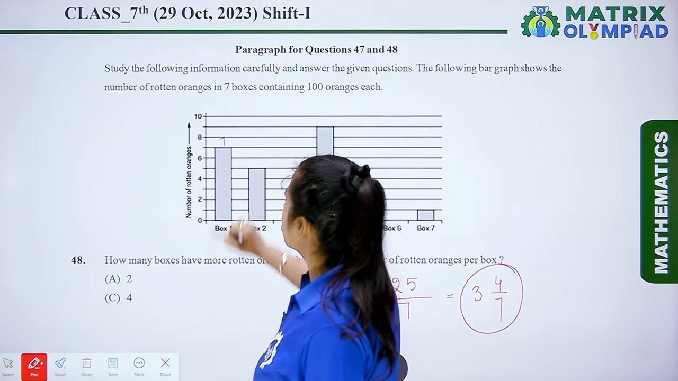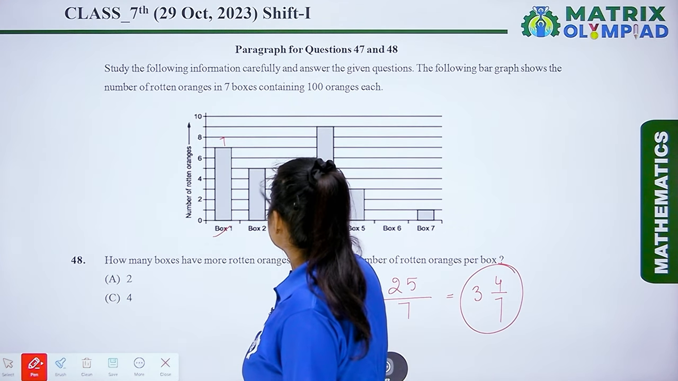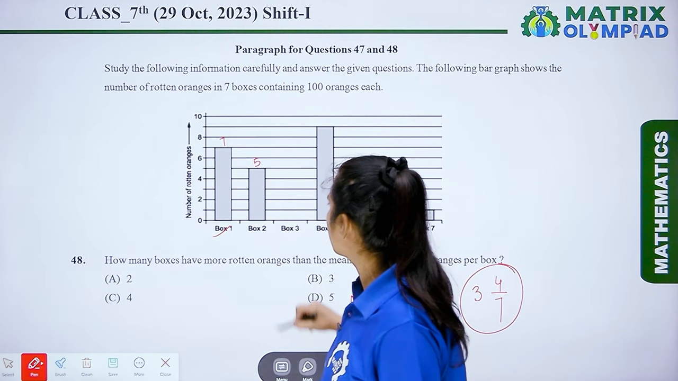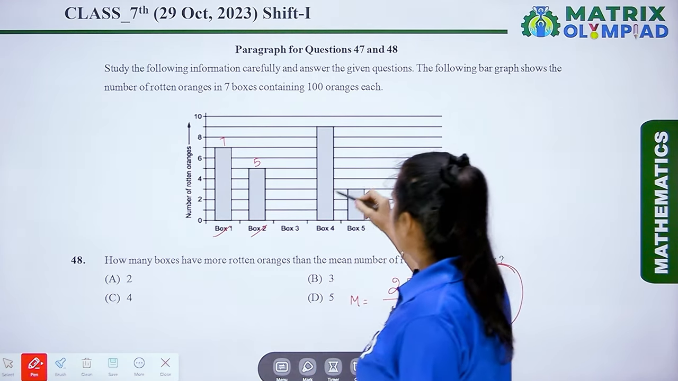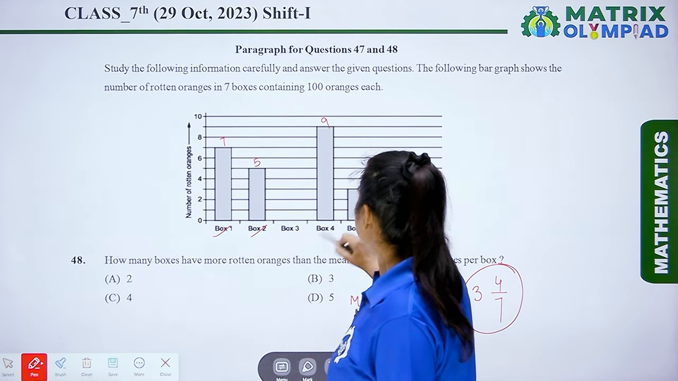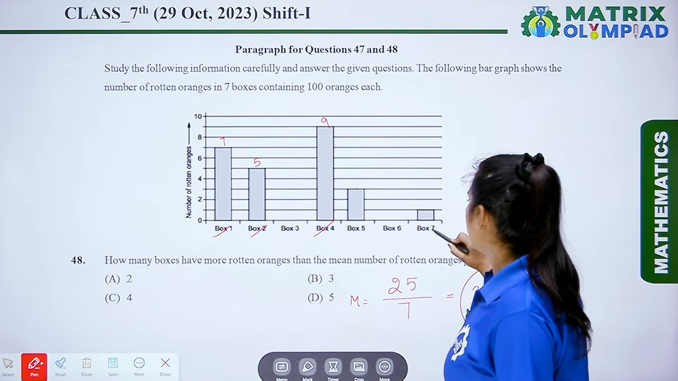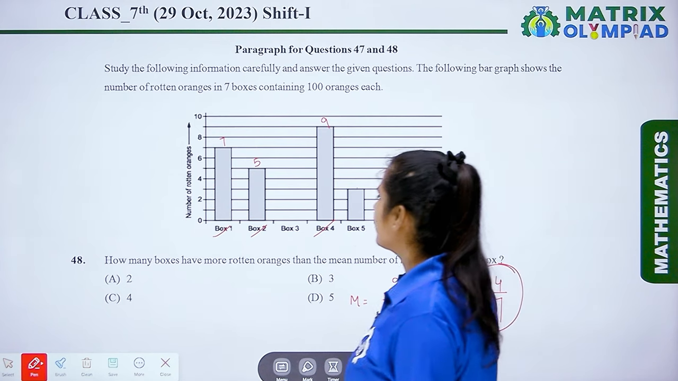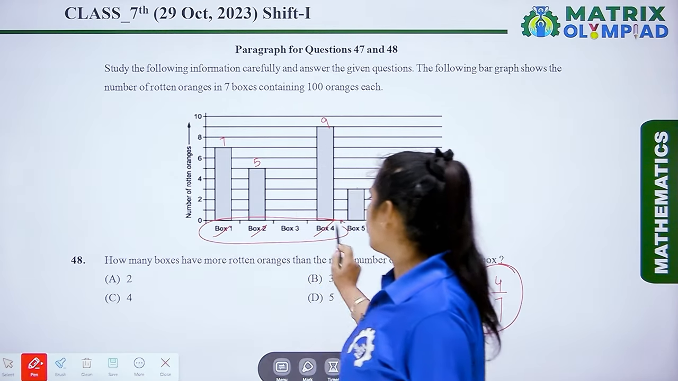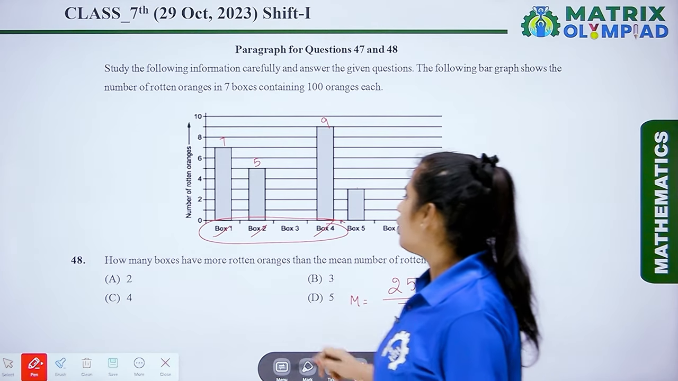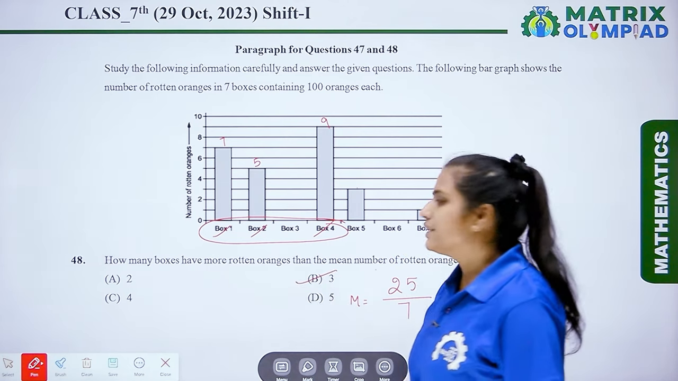Let's check. In the first box we have 7. So in box 1 we have more rotten oranges than the mean number. In the second box we have 5 oranges which are rotten. So here it is also more than 3, 4 upon 7. And in the fourth box it is 9. So it is also more than the mean. In the fifth box it is 3, it is below the mean value, and in box 7 also it is less than the mean number. So we have 3 boxes, box 1, box 2 and box 4, in which the number of rotten oranges is more than the mean number of rotten oranges. So here option B is the correct answer.